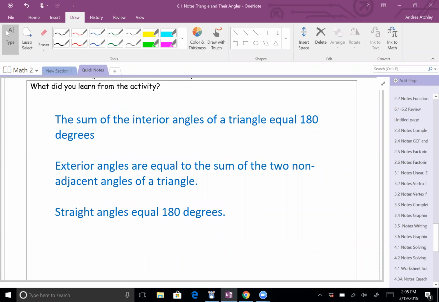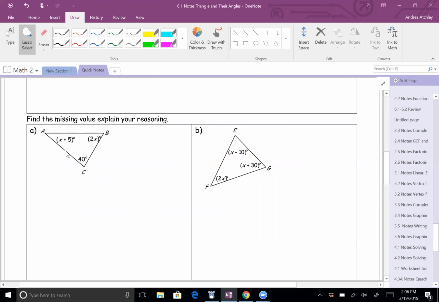The sum of the interior angles of a triangle equal 180. Exterior angles are equal to the sum of the 2 non-adjacent angles of a triangle. Or straight angles equal 180 degrees. Do I have a straight angle here? Yeah, maybe. There's not a straight angle that they label.